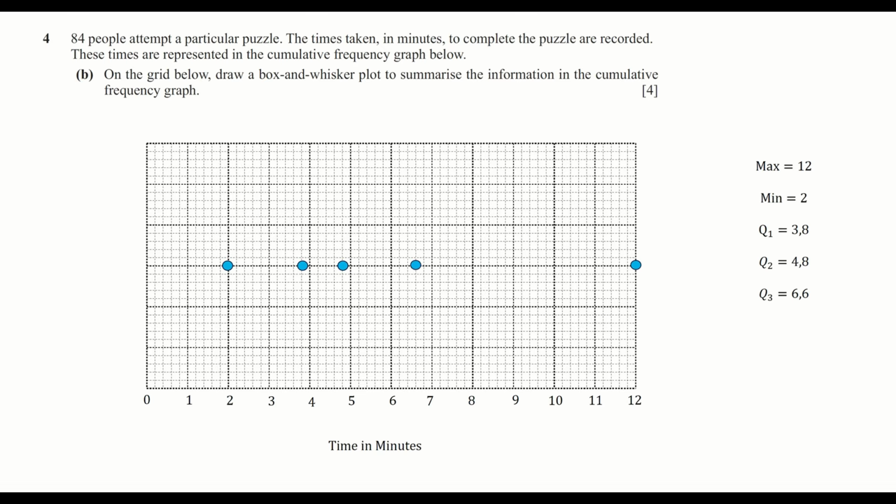And now I can draw my graph. So let's start by drawing the box. Now I can draw in my tail on the left and my tail on the right. I can put a small line over here and over here. And now we've completed the box and whisker plot.